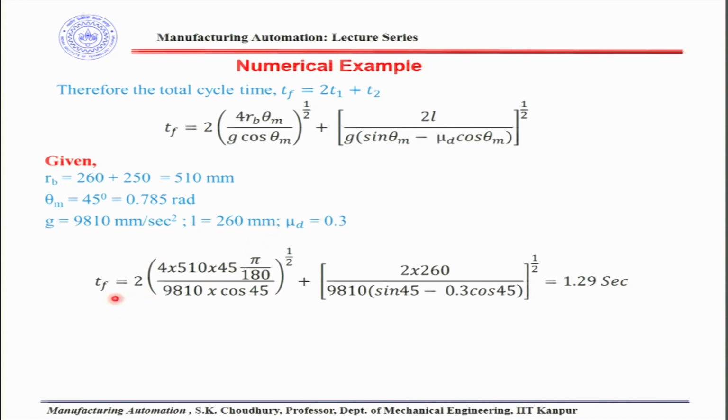So, you put all these values in this equation and we will find that this is equal to 1.29 second. Within 1.29 second the blade will accelerate, start decelerating, stop for some time, then again accelerate and decelerate and go back to the initial position. So, this time is the Tf: going up, dwell and coming down. In this example it takes 1.29 second.